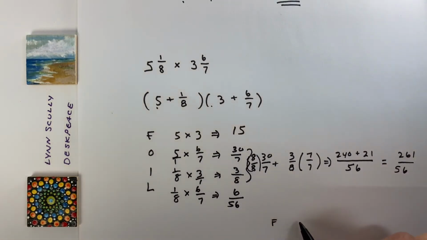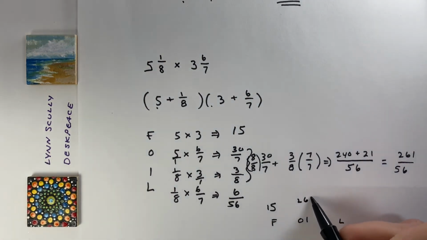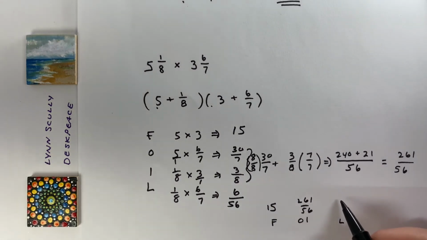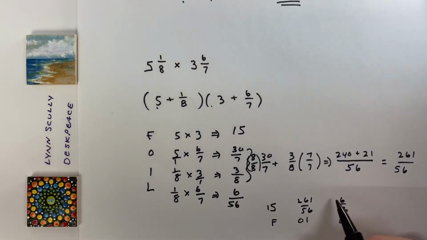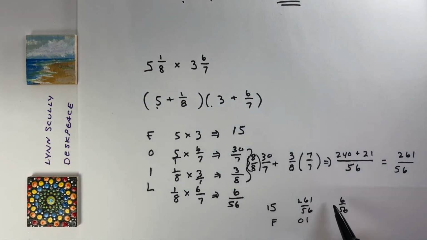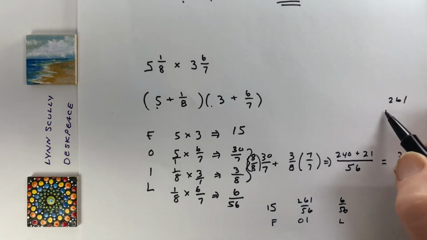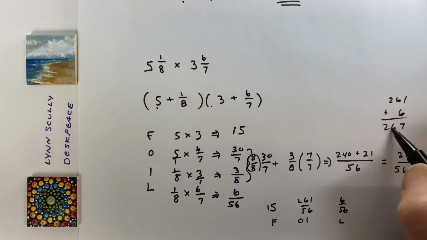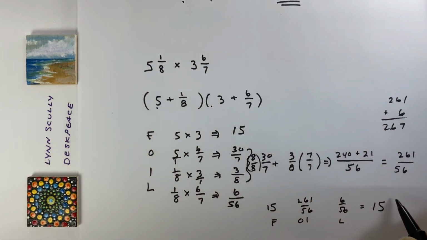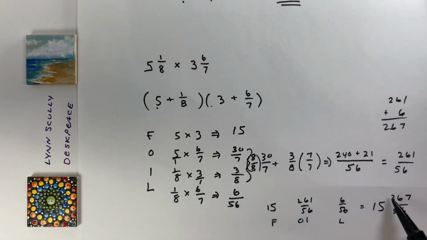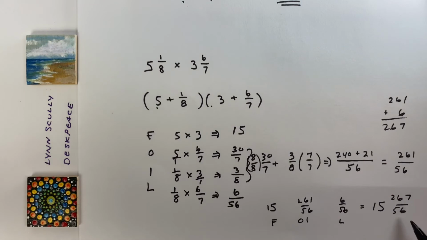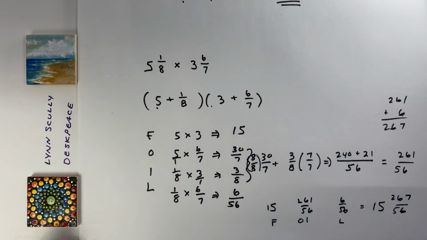We have our F, our OI, and our L. 15, 261 over 56, and 6 over 56. I add these first before I try to find out what the whole number is. So 261 plus 6, 6 plus 1 is 7. It's 267. So I get 15 and 267 over 56. But obviously, I have to turn this into a mixed number because 56 goes into 267 quite a few times, I assume. So let's get another piece of paper.